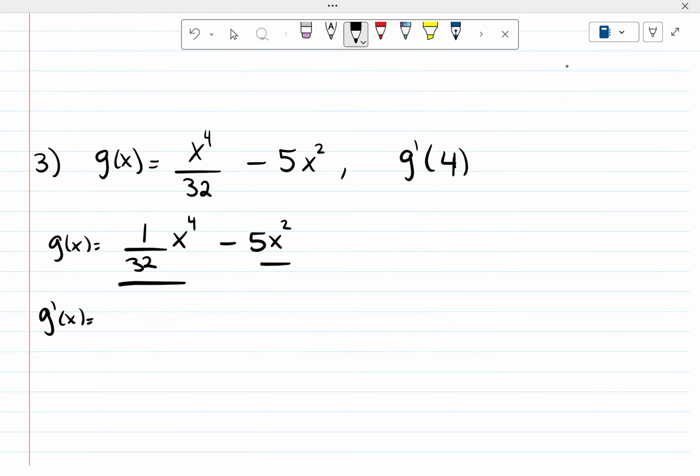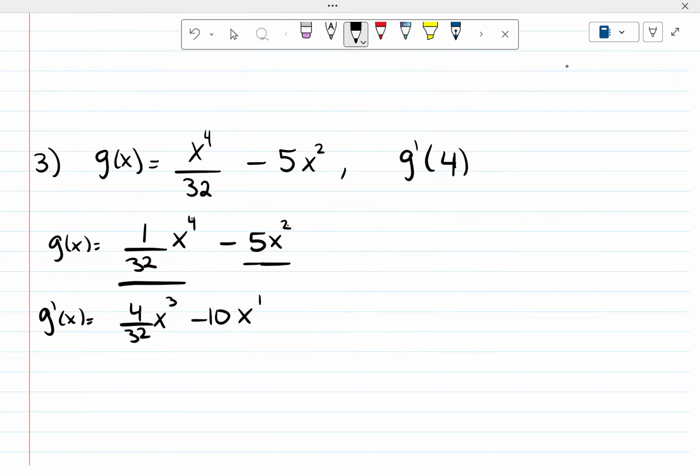So over here, power rule: 4 times 1 over 32 is 4 over 32. And then x, and then old power minus 1. 4 minus 1 is 3. And then the derivative of negative 5x squared, that's power rule. So 2 times negative 5 is negative 10, x to the power of 1.